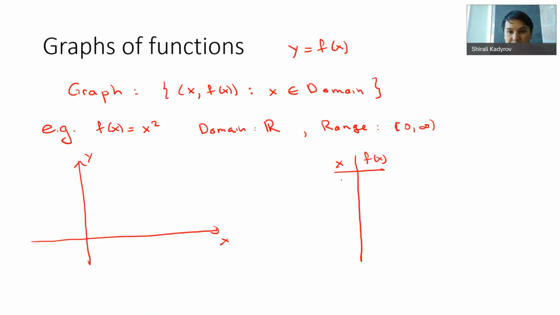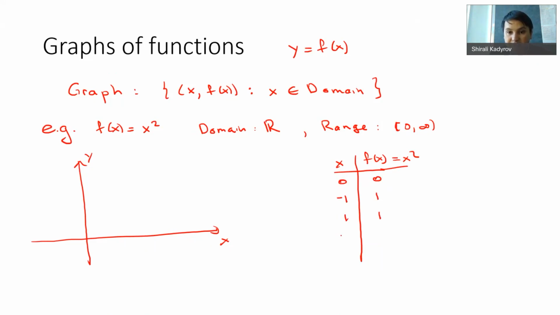So for example, I can start with 0. If x is 0, then f of x is x squared, remember? So 0 squared is 0. If I let x equal to minus 1, then minus 1 squared is 1. If I let x equal to 1, then 1 squared is 1.